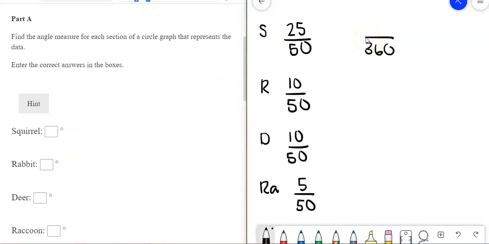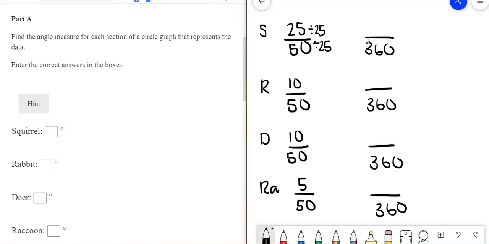I'm going to leave a little gap because I know I cannot change 50 into 360. So we're going to have to use some scaling. So on this one, I'm going to divide by 25, because when I divide by 25, I get 1 over 2. And then 2 times, we have to figure out what gets us to 360. 2 times what is 360?